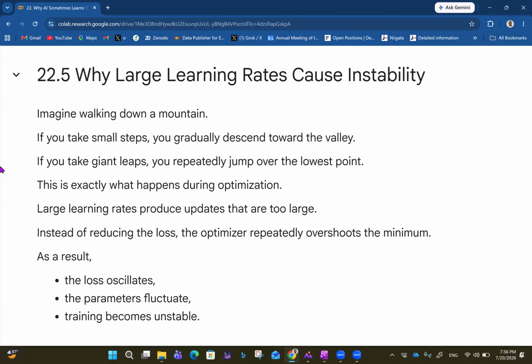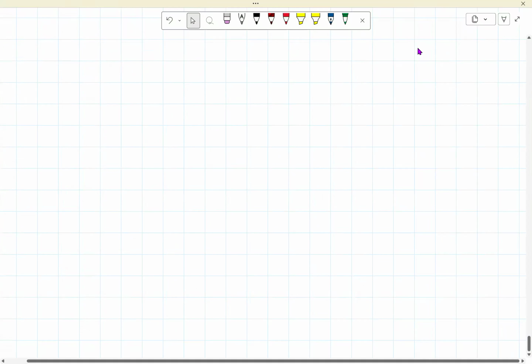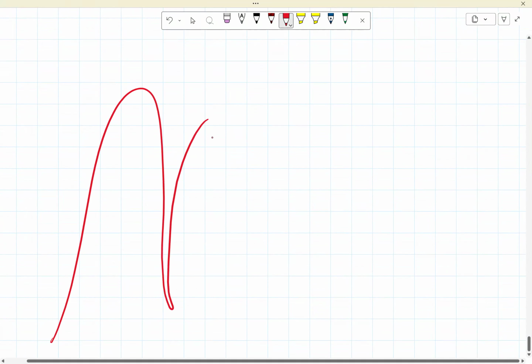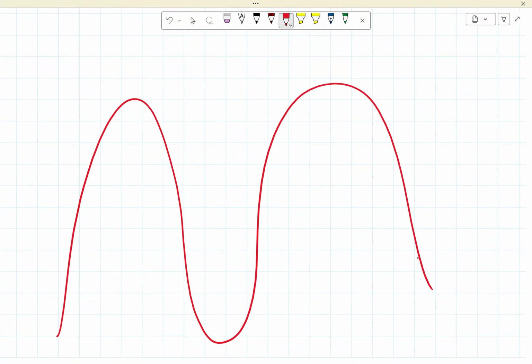Imagine walking down a mountain. If you take small steps, you gradually descend toward the valley. If you take giant leaps, you repeatedly jump over the lowest point. This is exactly what happens during optimization. So, this is the scenario we're trying to paint here. Imagine you have a mountain, a valley, a mountain like this. And say, let's say this is the lowest point of the mountain.